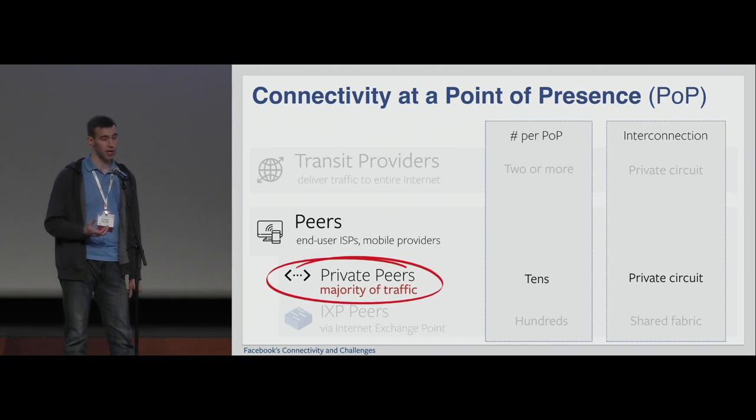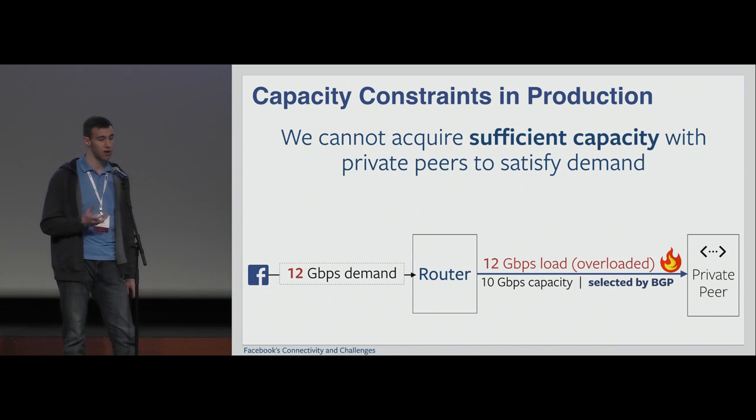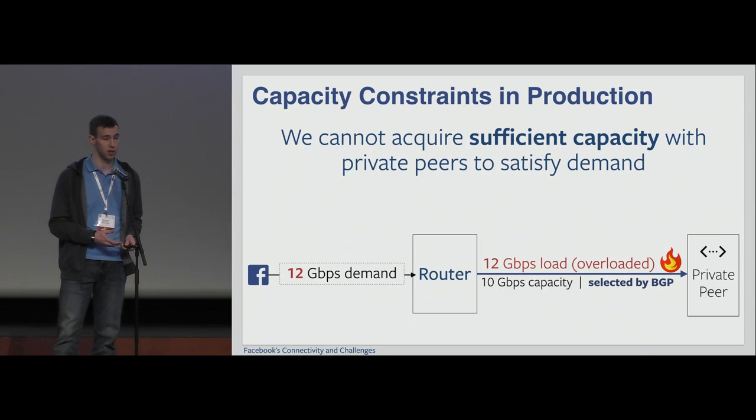So as a result of that routing policy, the vast majority of our traffic actually egresses through these private peers. But that creates a problem, because we cannot acquire sufficient capacity with our private peers to satisfy all demand. We always try to do this, but due to logistical constraints and business constraints, it's simply not always possible for us to establish sufficient capacity. And as a result, you can end up with scenarios like the one I illustrated earlier, where during a peak time period or perhaps during a failure, you have a link that becomes overloaded due to BGP's decision process.